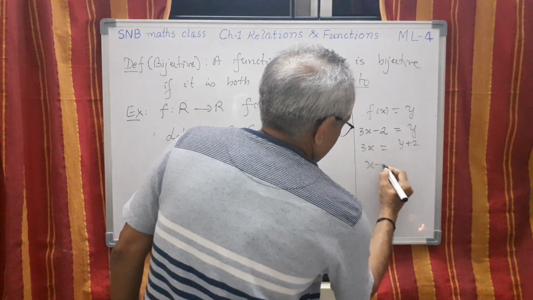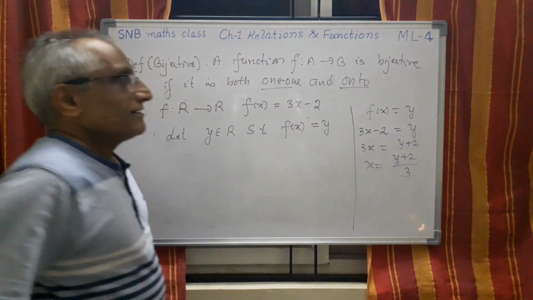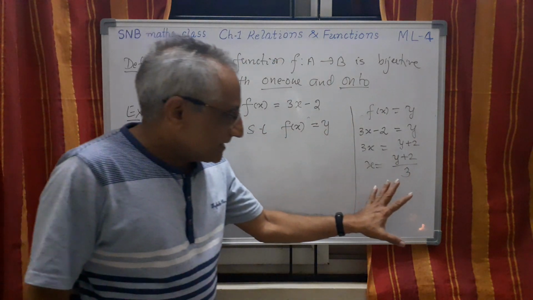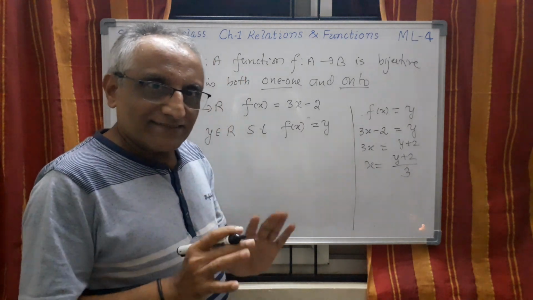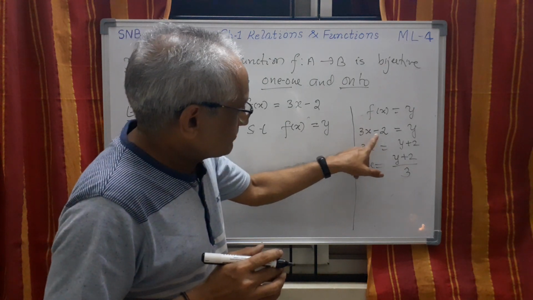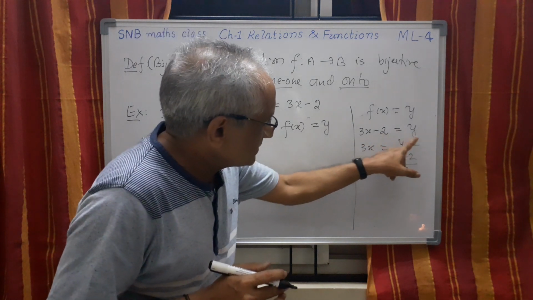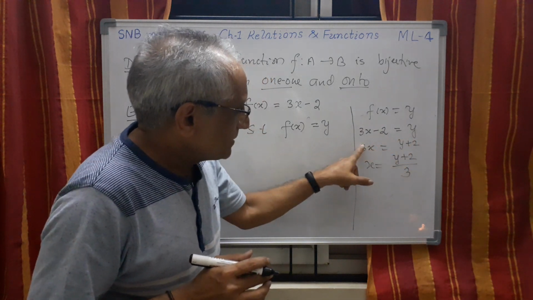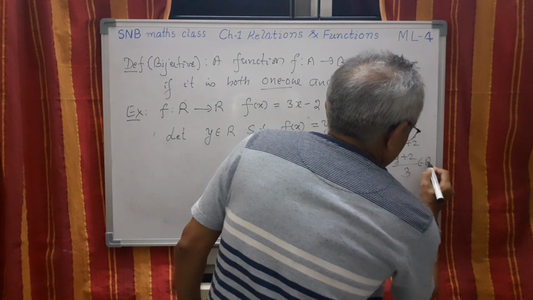Then x will be equal to (y plus 2) divided by 3. Now before writing here, let me explain one thing. Is x a real number? If yes, then my job is done. Whenever 3x minus 2 equals y and y is a real number, if you add 2 here, since it is a real number, it is still a real number. If you divide also, it is a real number. So definitely this belongs to R.